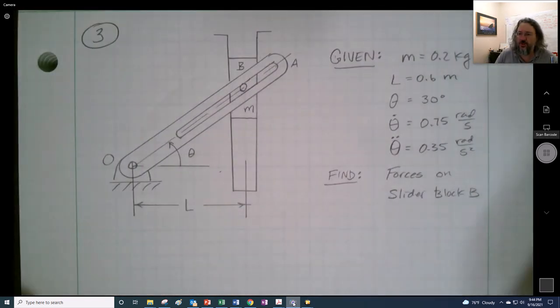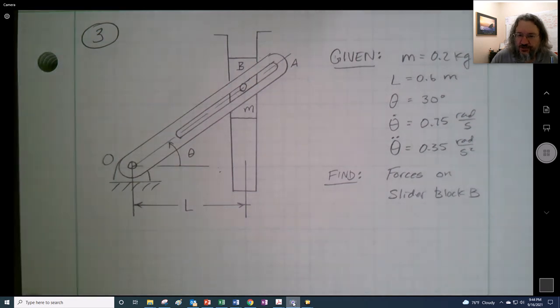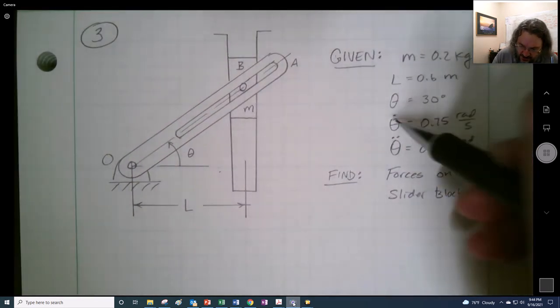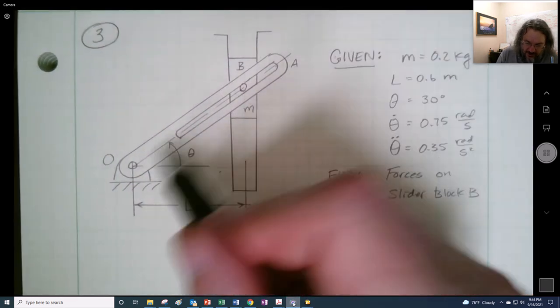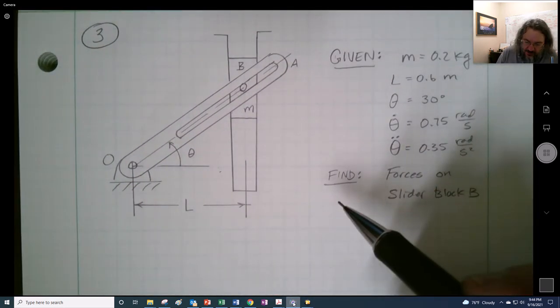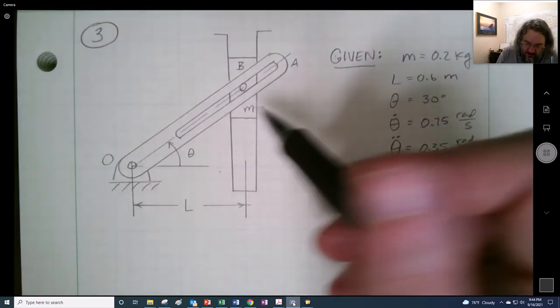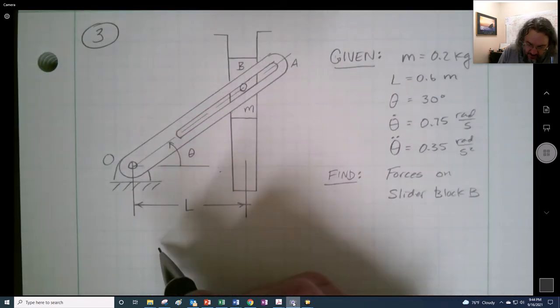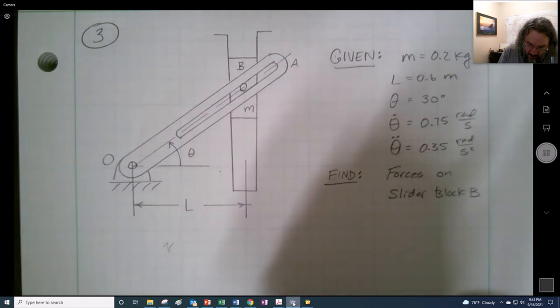Now, we need to do some kinematics first, and there's some geometry. We want to have the radius. We don't know the radius of this yet. In order to get that, we know this length right here, so it's really the hypotenuse that we're trying to find. So we can find r.